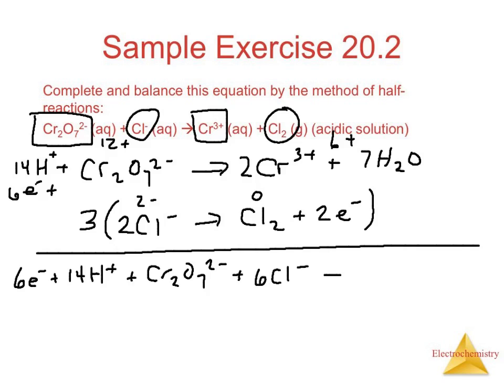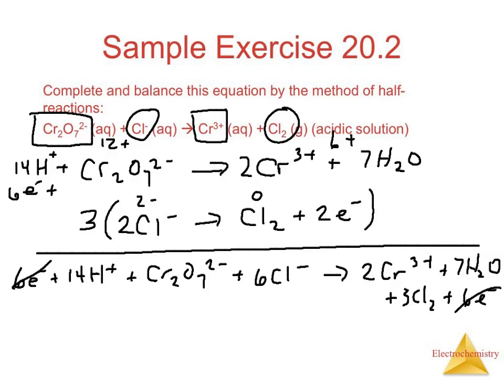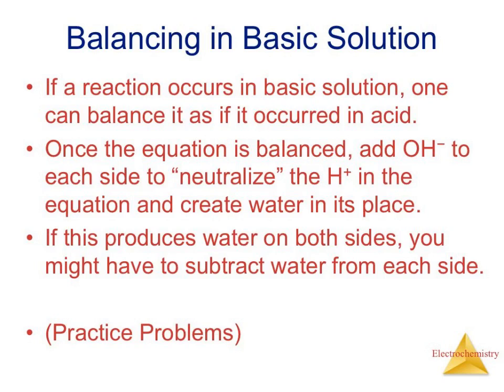Okay, so that's everything on the reactant side, and that yields 2 Cr3+ plus 7 H2O plus 3 Cl2 plus 6 electrons. Okay, so that's our reaction. And again, the only thing that cancels out here is the 6 electrons on both sides. So there's your overall balanced equation for that skeleton reaction. Okay, one more thing we need to talk about.